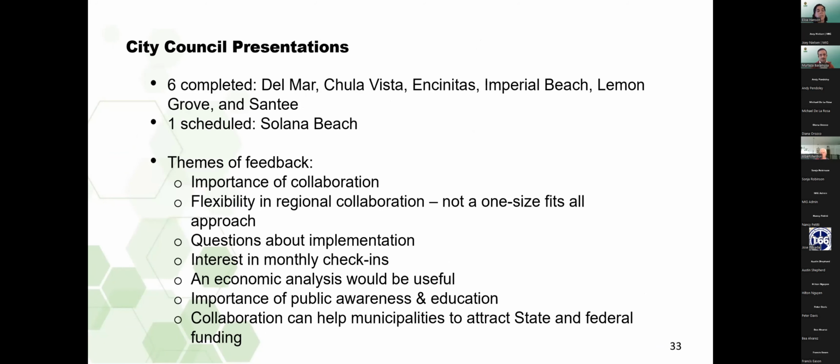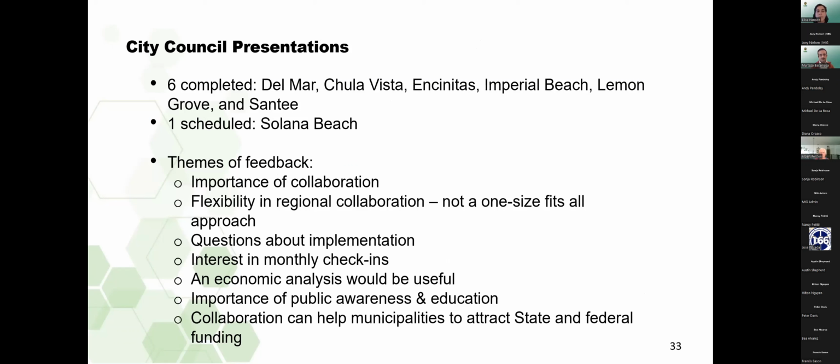In addition to the community meetings and the sector workshops, the RDF team has reached out to all the cities in the region with an offer to present to city councils. So far, the team has presented to 6 city councils in the following cities: Chula Vista, Del Mar, Encinitas, Imperial Beach, Lemon Grove, and Santee. The RDF team will present to Solana Beach next week. Additionally, the team will present to the City of San Diego's Environment Committee later this month.